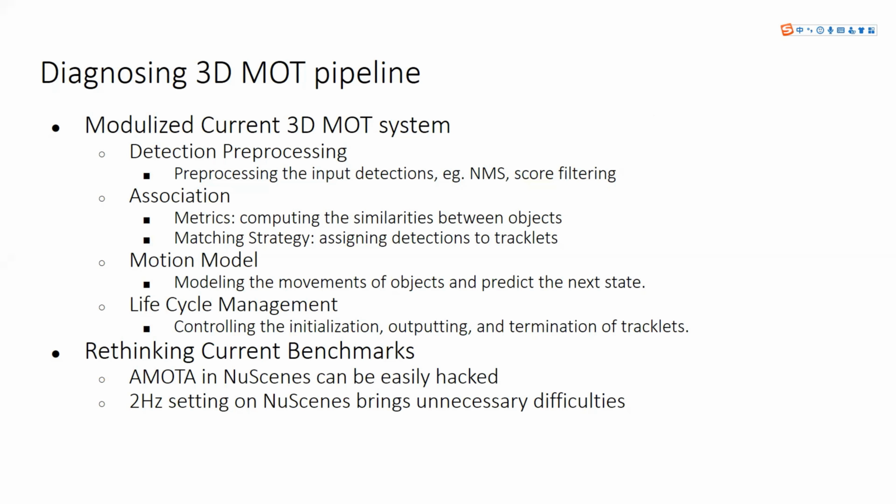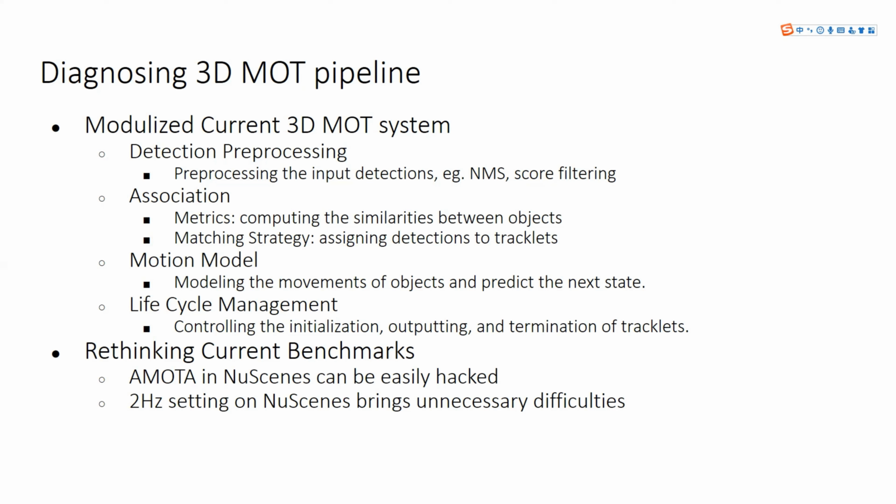So we summarize some best practices and test them on the Waymo and nuScenes datasets, and we hope that our method could serve as a strong and simple baseline for 3D MOT. And beyond providing the best practices, we also rethink the current benchmark. We found some settings are not that reasonable in the current benchmark. The first is that the AMOTA metric used in nuScenes can be easily hacked. I will cover these details in later slides.